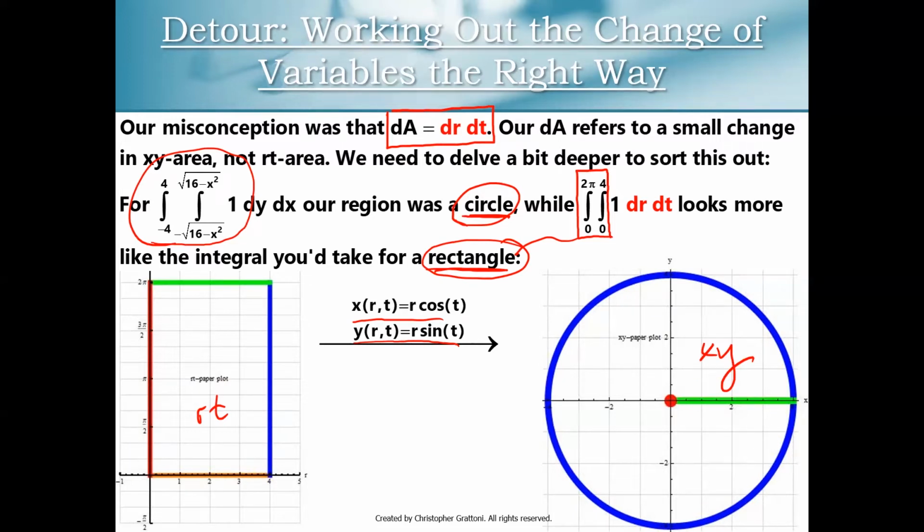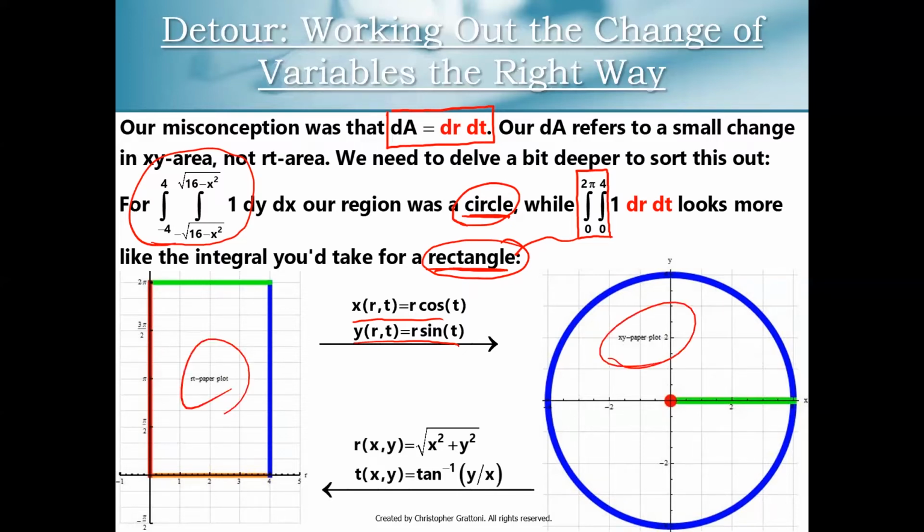Now, I color-coded this so that we can start to see some interesting correspondences between these pictures. By the way, this mapping is invertible, so you can go in both directions. You could start on the RT rectangle and map into the XY circle, but you can also start in the XY circle and map back into the RT rectangle as well. Now, the direction that we're going to concentrate on is this one, the r cosine t comma r sine t. Let's look a little bit closer into that.